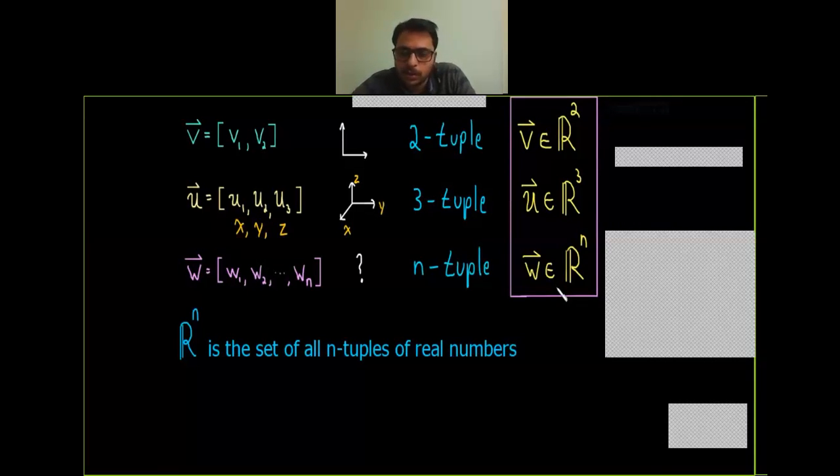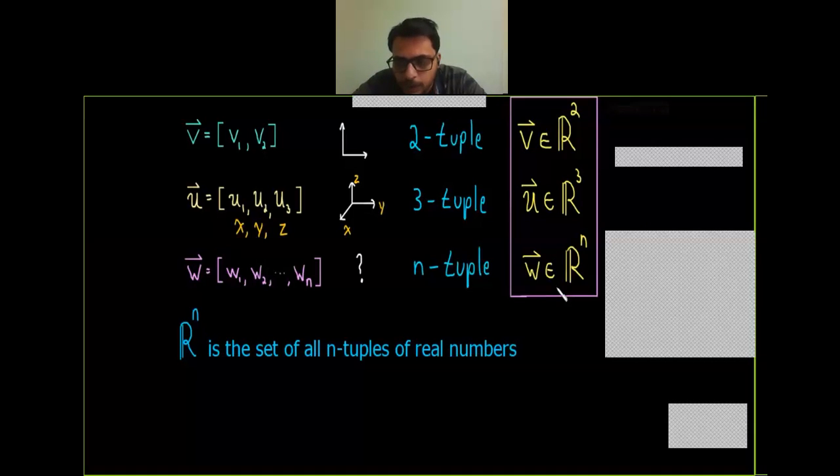So let us consider three vectors, let's say v, u and w. These three vectors have some components in them. Let's say v1, v2 are the components of vector v, u1, u2 and u3 are the components of vector u, and w1, w2 up to wn are the components of vector w, that is, it is an n tuple.